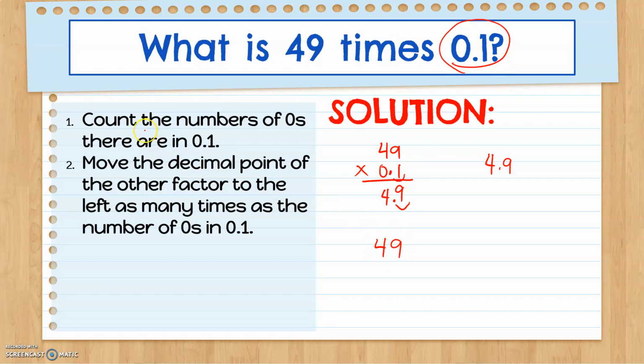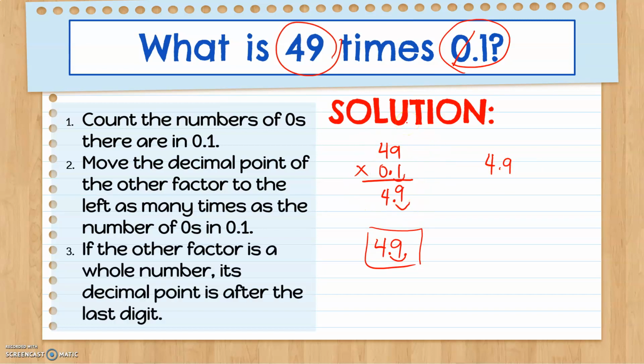But instead of doing that, since one of our factors is 0.1, we can just simply follow the steps written here. So we count the number of zeros there are in 0.1. There is one zero in 0.1. Then we move the decimal point of the other factor. The other factor is 49. The decimal point of any whole number is found after the last digit, so that means it's here. Following step 2, we move the decimal point of the other factor to the left as many times as the number of zeros in 0.1. Since there's only one zero in 0.1, we'll move this decimal point once to the left. So our answer is 4.9, and that's the same as what we got when we did these steps.